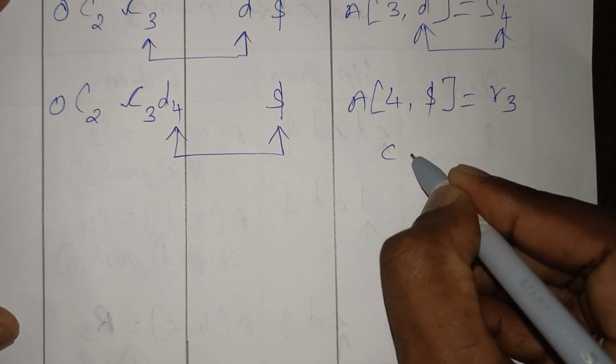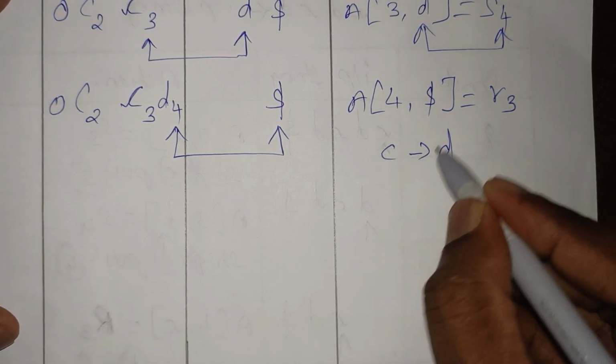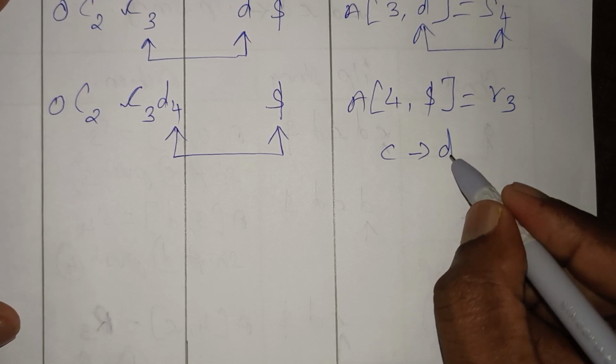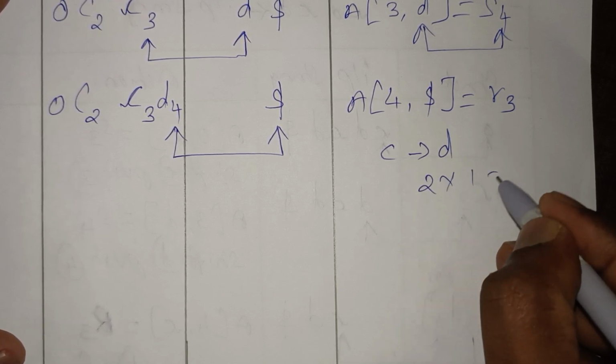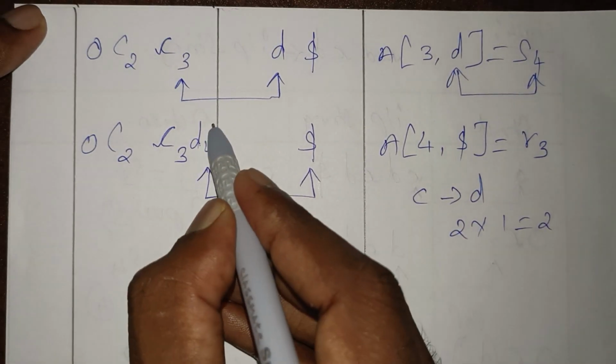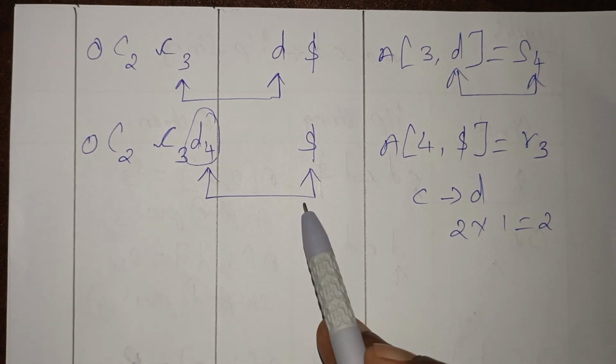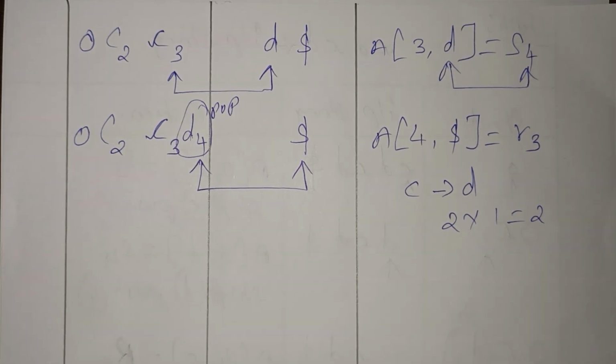R3 means we are going to take that production C tends to d. Apply the rule 2n, that is, n means the number of elements is 1. So 2 into 1 is equal to 2. We are going to pop 2 elements over here. So we are going to take this particular value, and all these values have been compared in a similar way. So 2 elements have been popped here. You can check it over here.